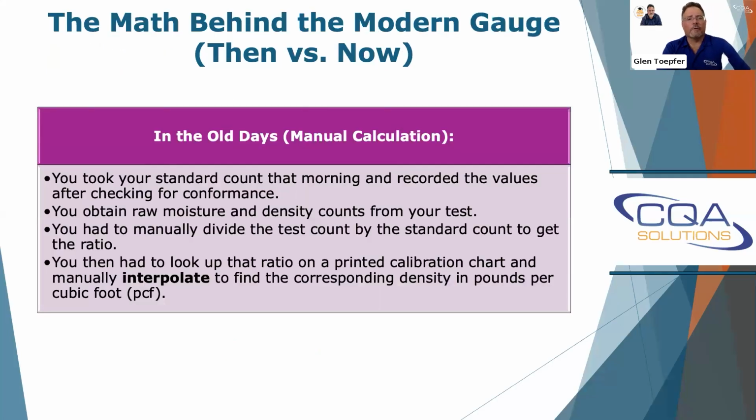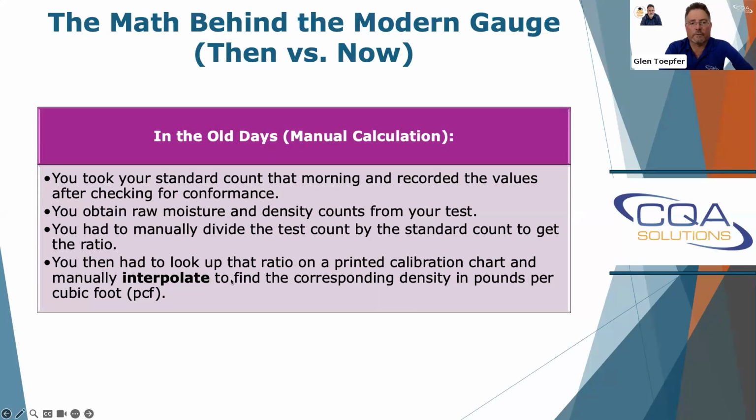So just to get into some of the math behind the modern gauge, I was really kind of comparing then to now, but it's really the same thing, only now the computer does it for you. You took your standard count in the morning, you recorded those values for both moisture and density, you obtained your raw counts from your test, and then you had to divide it out, get that ratio I showed you. Then you had to go to the chart. Most of the time I was unlucky.